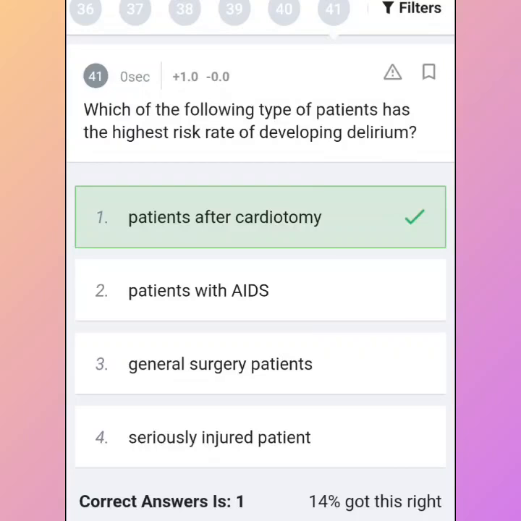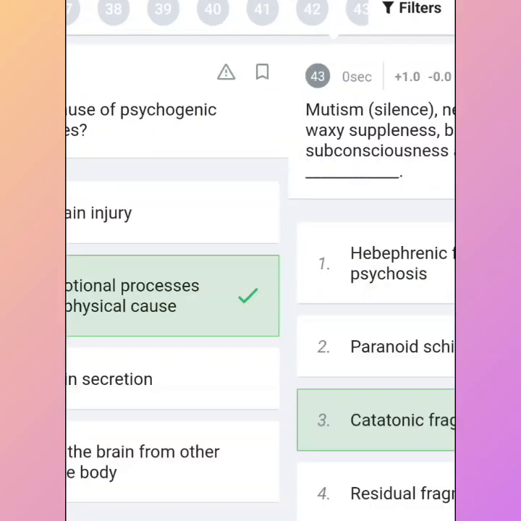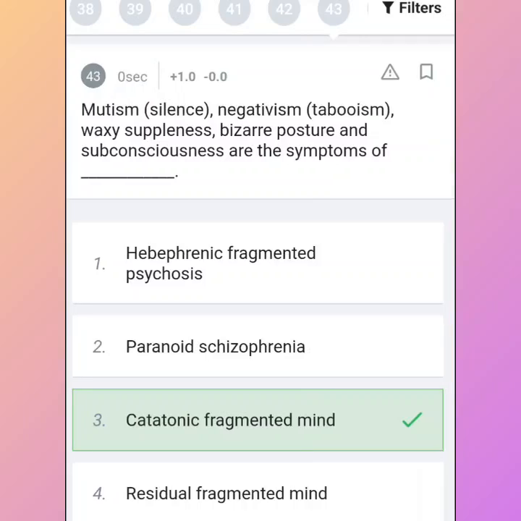Which of the following type of patient has the highest risk rate of developing delirium? Option first, patient after cardiotomy. What is the main cause of psychogenic non-epileptic seizure? Option second, mental or emotional process rather than physical cause. Mutism, negativism, waxy suppleness, bizarre posture and subconsciousness are symptoms of catatonic fragmented mind.